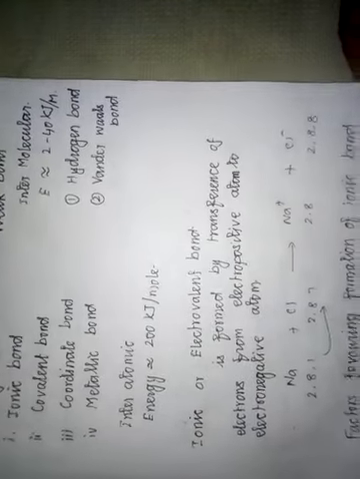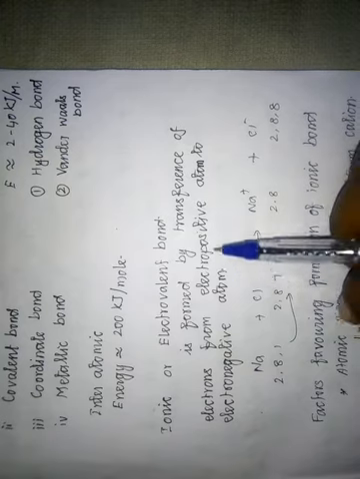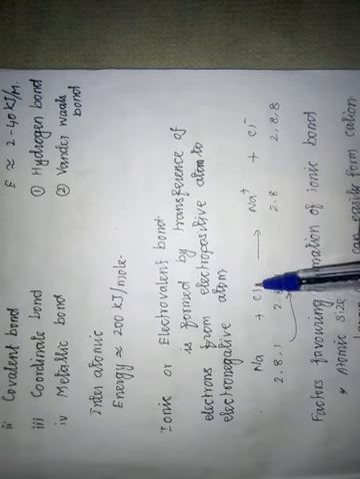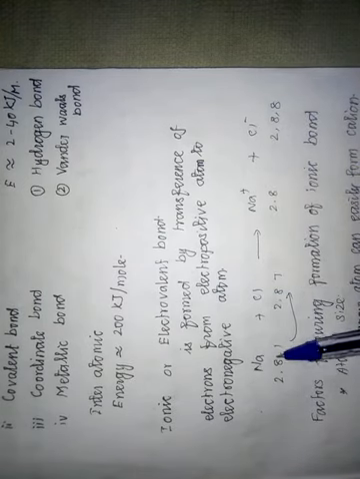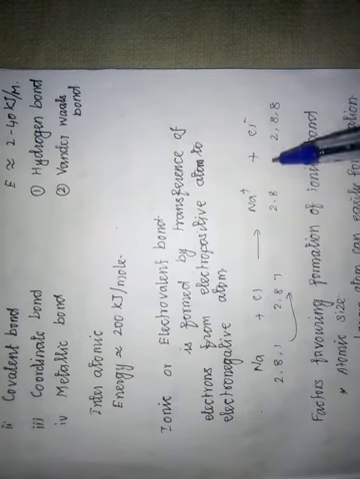Now, the ionic bond. The ionic bond is formed between atoms due to the transfer of electrons from the electropositive atom to the electronegative atom. That means the electron is completely transferred from the electropositive atom to the electronegative atom, like Na and Cl. Here Na is the electropositive atom and Cl is the electronegative atom. This one excess electron is transferred completely to the chlorine atom, and so an electrovalent bond is formed.